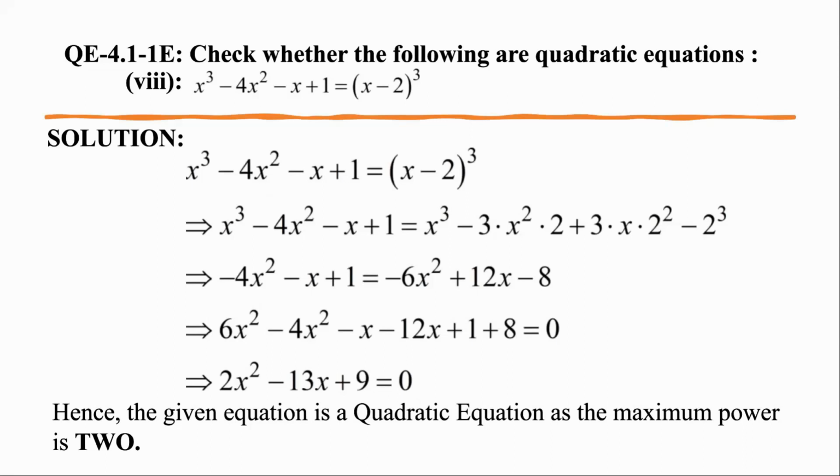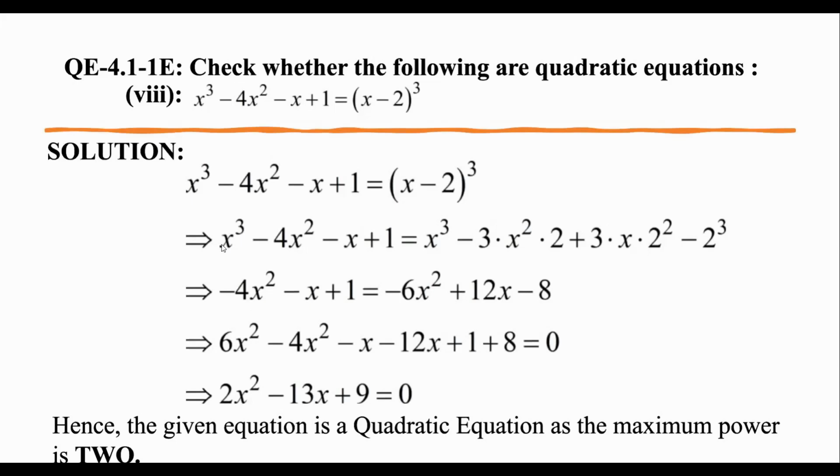X to the power 3, one expression is there in the left hand side, and in the right hand side one formula, x minus 2 whole cube, is given. So we have to expand the right hand side. After expanding, you see the term x to the power 3 that we have got here, the x to the power 3 is common in both the sides, so we can easily cancel it out, right?